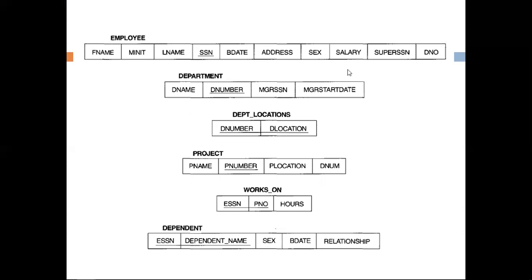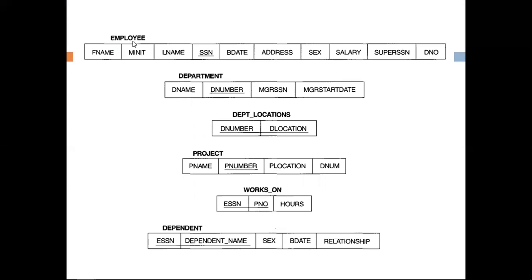Good morning, everyone. In our last class, we studied the entity relationship diagram for a simple example of our college database. Today, we shall take up the company database, which is in our syllabus, and try to write its ER diagram. The various tables or relations present in the company database are employee, department, department locations, project, works on, and dependent.